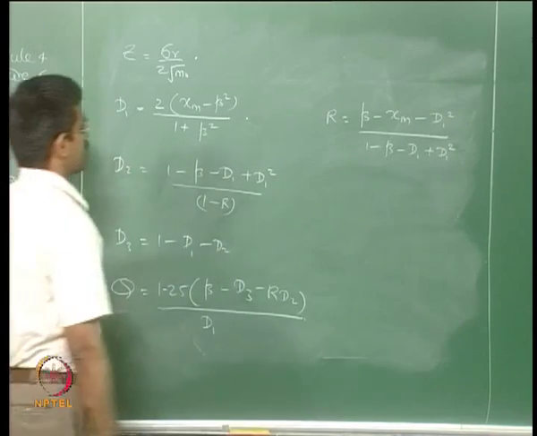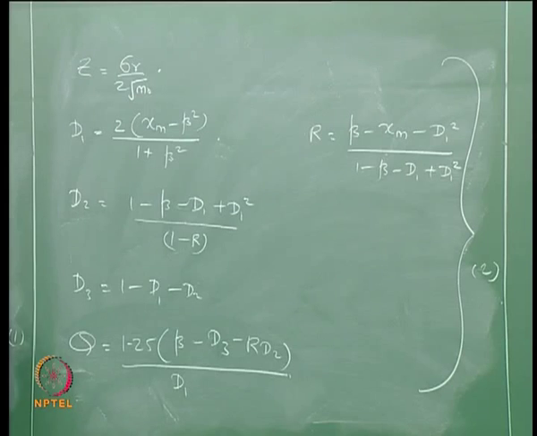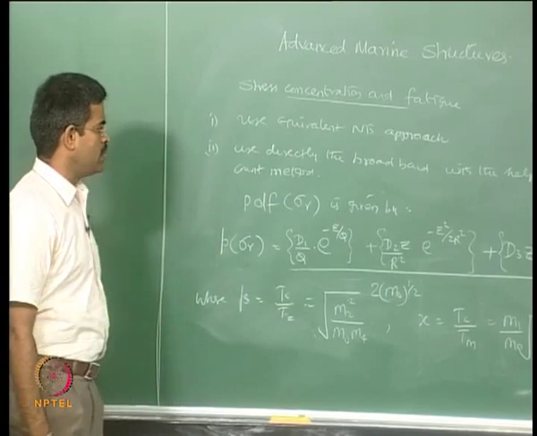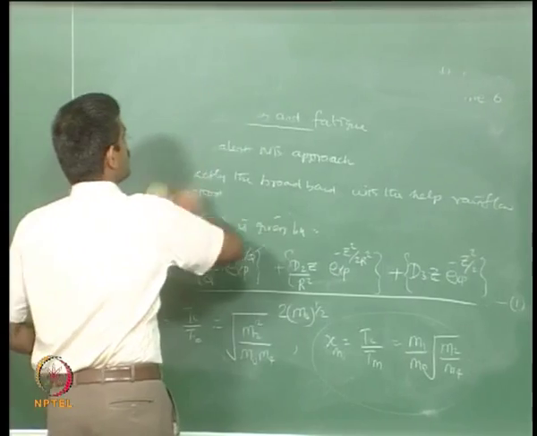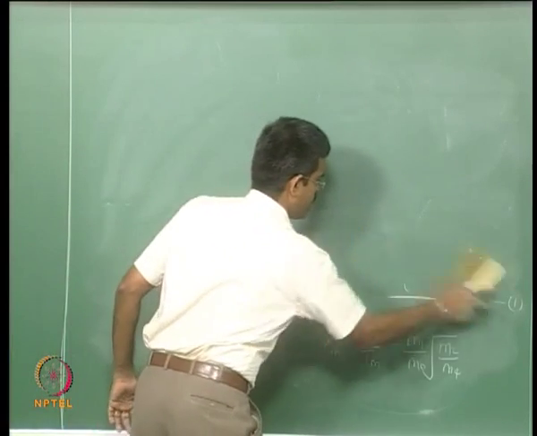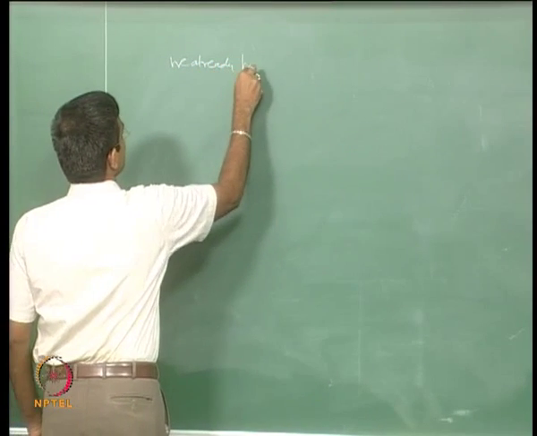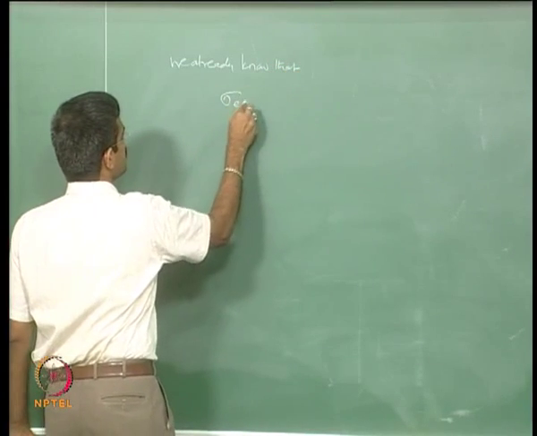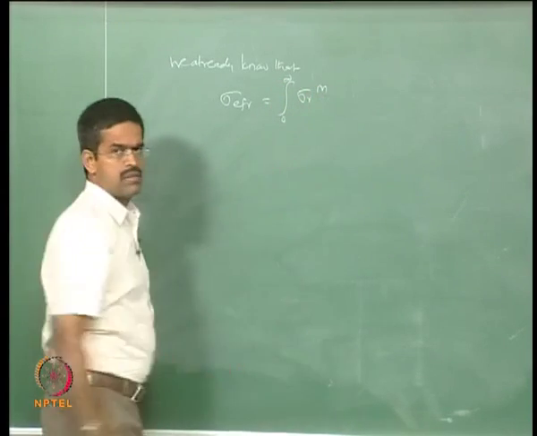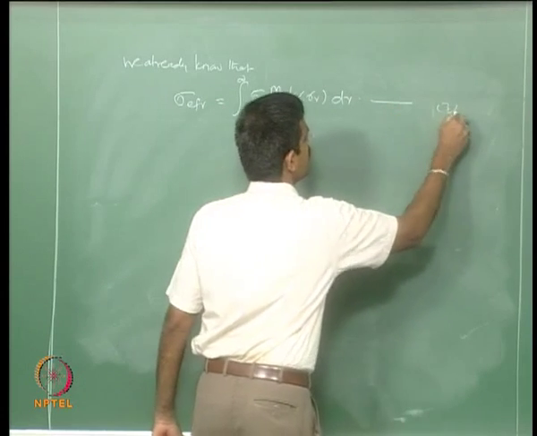I call all these equations as total equation 2. You can see here this expression is the probability distribution function of the stress range, where it is done by the rainflow count method directly. The effective fatigue stress range sigma EFR is given by an expression: the stress range to the power m times the probability density function of sigma r d sigma r. We already know this.